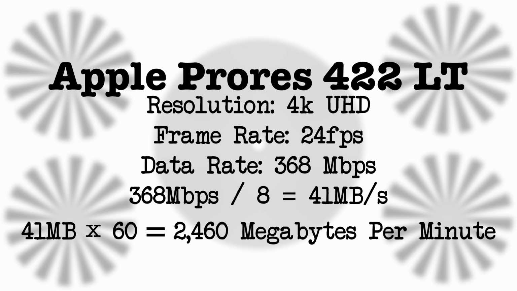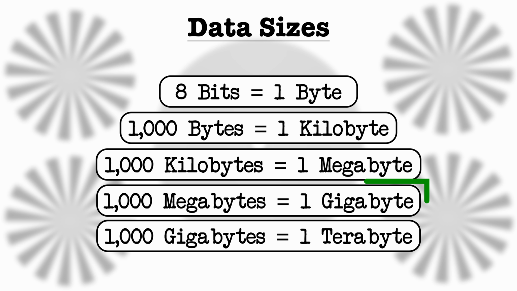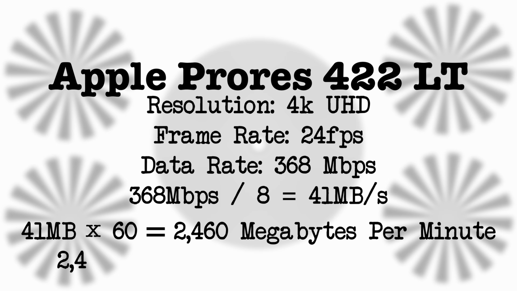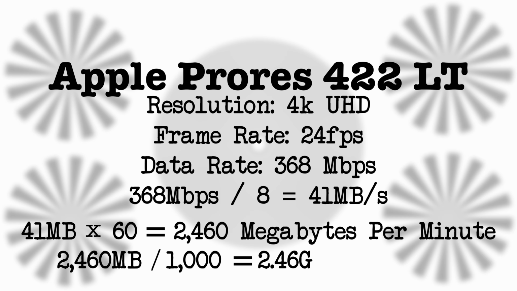Now, this number can get really big fast unless we round it up to the next tier of data measurement, right? We learned earlier that 1,000 megabytes equals 1 gigabyte. So if we take 2,460 megabytes and divide that by 1,000, we get roughly 2.46 gigabytes per minute. Since many memory cards are measured in gigabytes, now all you need to do is divide that number by the size of your card to get a rough estimate of how much recording time that card will give you with that specific codec, at that specific resolution and frame rate.